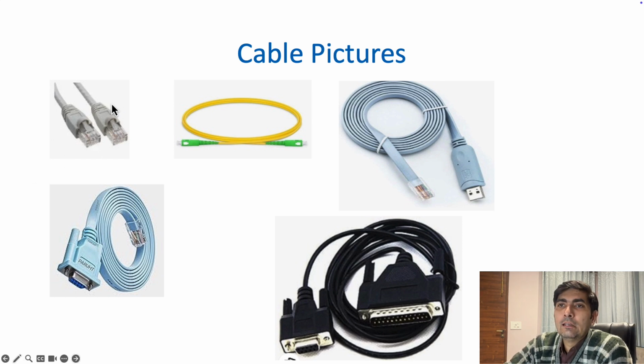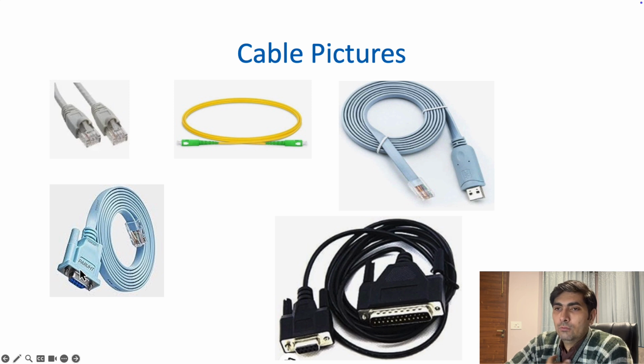This one is your Ethernet cable, straight and cross. Cross cable will generally be red cable, generally, but you will not see much. I told you the reason. This one is optical cable. Look at the connector. This is LC connector, small in size. And this one is a rollover cable. That is your console cable. This end is a DB9 and this one is RJ45.